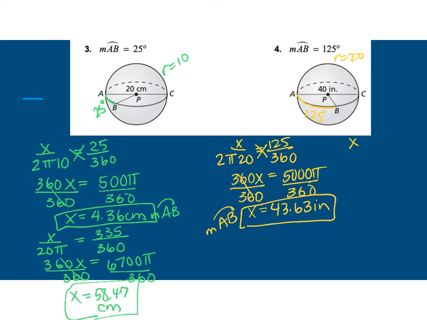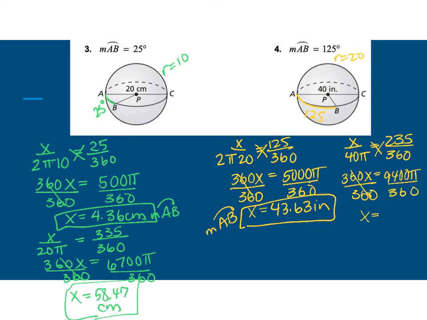And let's find the major arc. 360 minus 125 is 235. And that's about 82.03 inches.